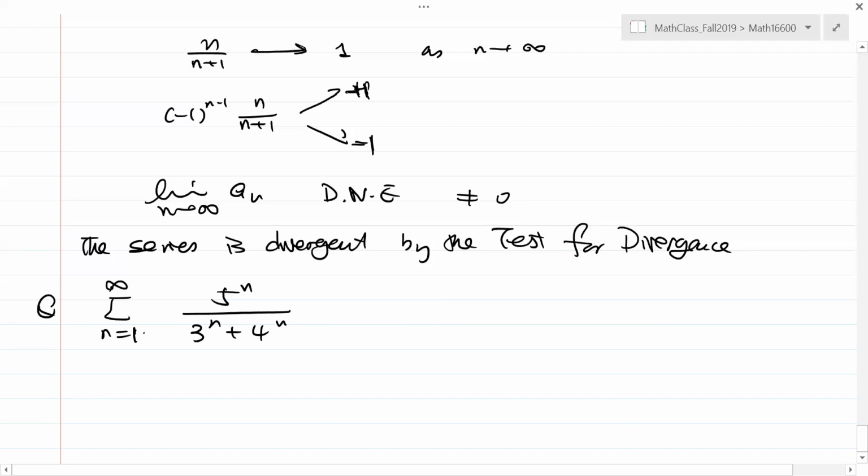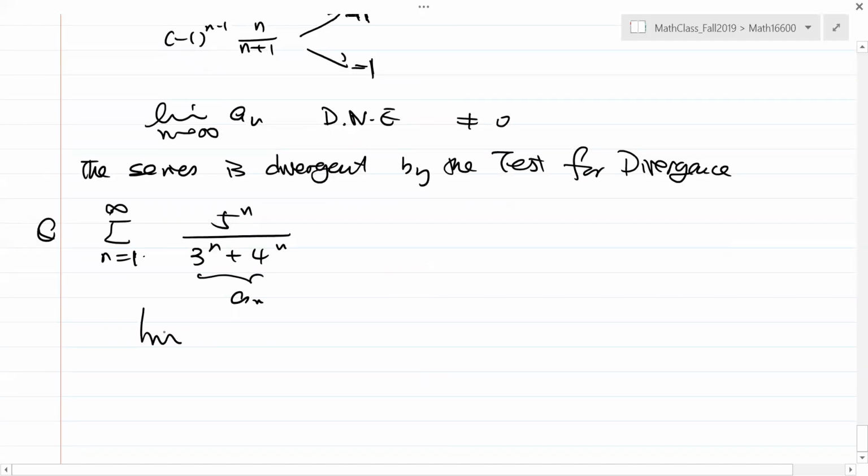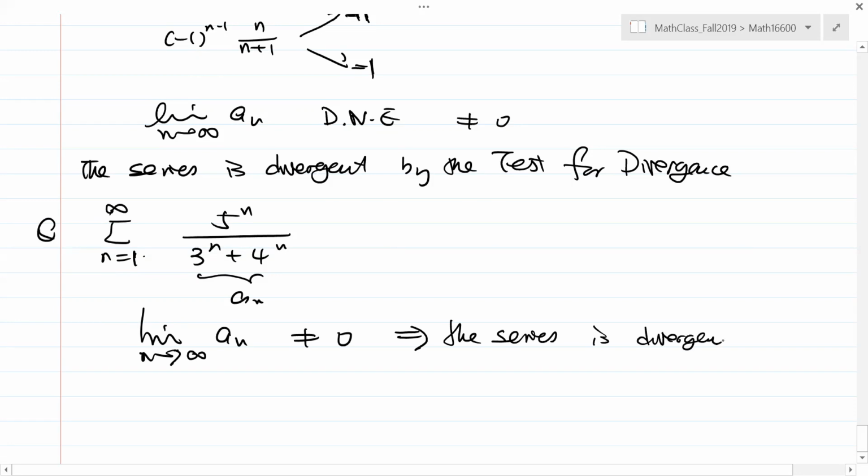The nth term does not approach 0, but how do you prove that the nth term does not approach 0? Yeah, so this is the nth term, okay? The limit of the nth term is not going to be 0. That's all you needed to verify. So this implies the series is divergent by the test for divergence. That's what you have to write.